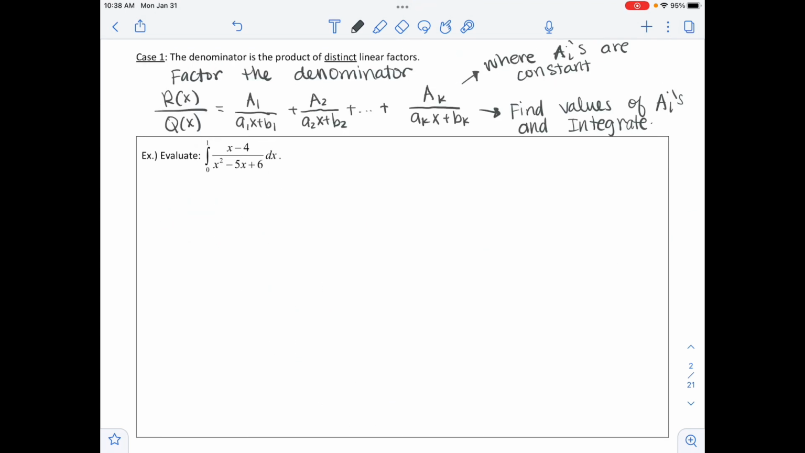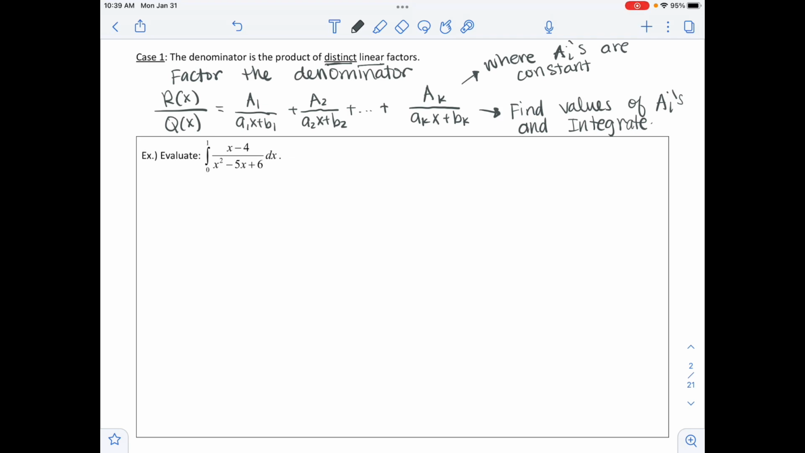So in some cases, we're able to use long division and rewrite the problem. In other cases, we're not able to do this. Case 1 says the denominator is the product of distinct linear factors. So distinct means different, and then linear would be something in the lines of ax plus b, as I wrote down in the definition below. So the first thing to do is to factor the denominator. And keep in mind that all these a's that we have are constant.